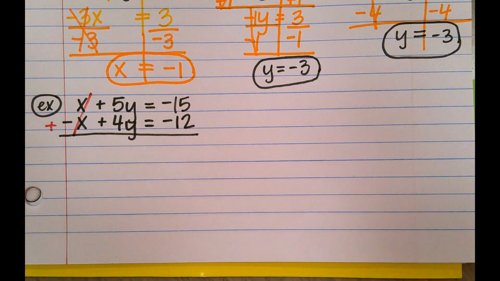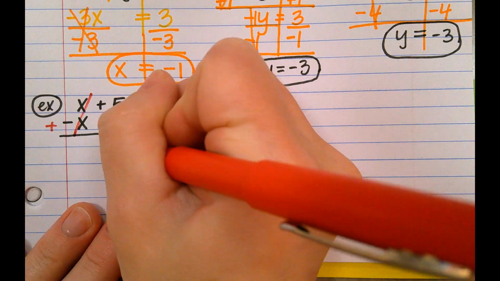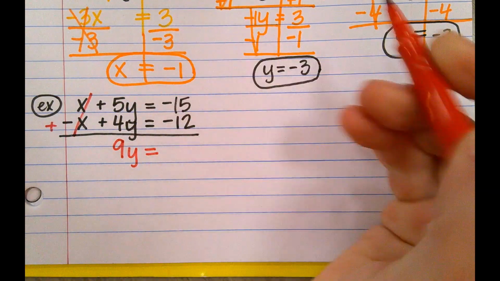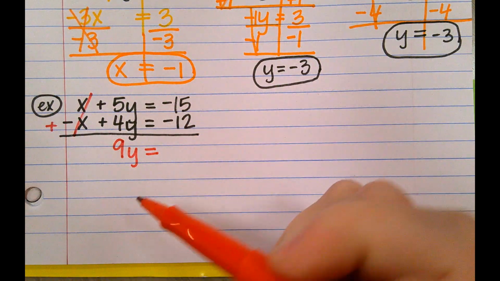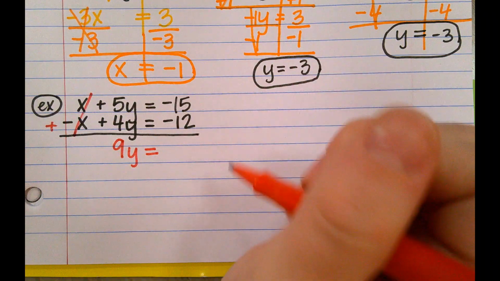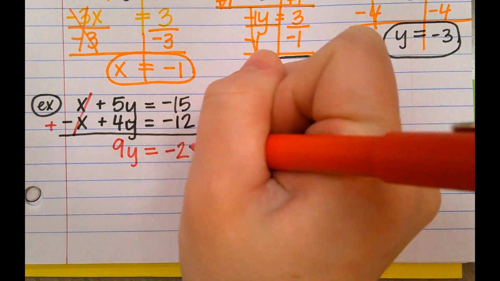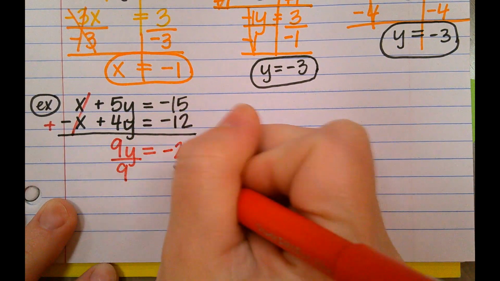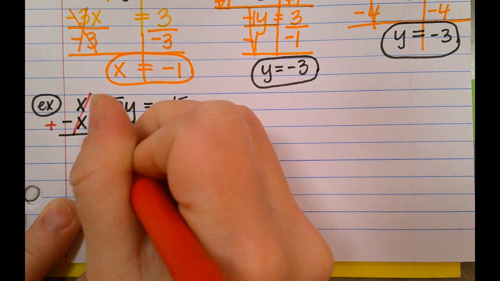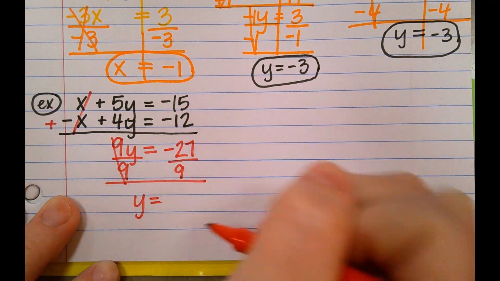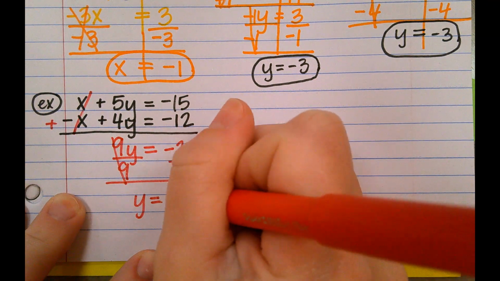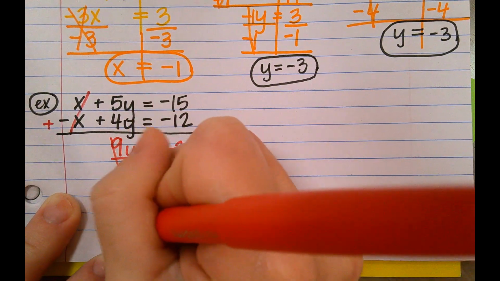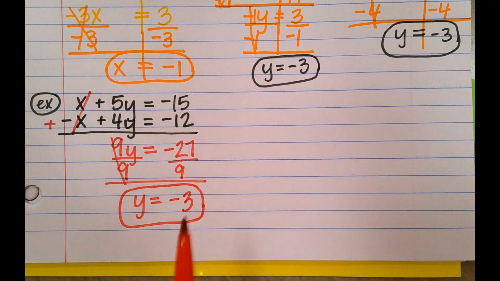5y plus 4y is 9y. Bring down equals. Now I have negative 15 plus negative 12. Negative 27. Good. And divide by 9 on both sides. And y equals negative 27 divided by 9, which is negative 3. Okay, so step 1, add the equations. Step 2, solve. Done that.